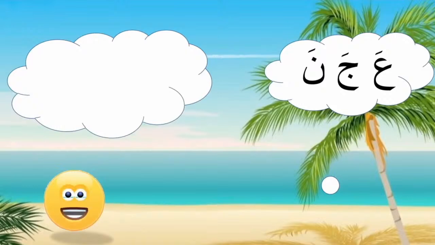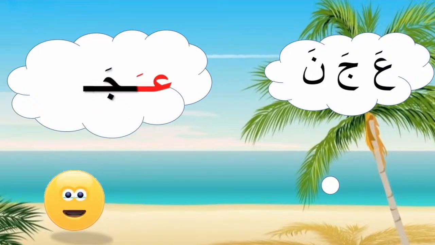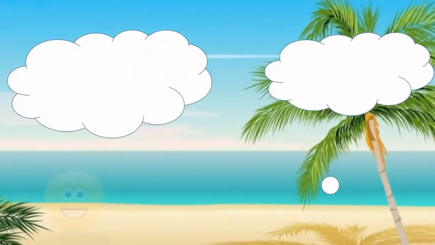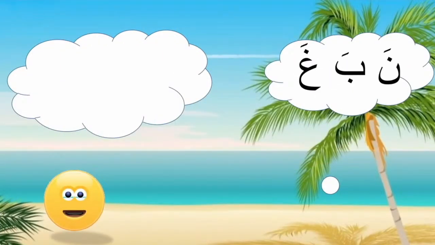We have a, ja, and na. So here we're going to have a, ja, and together it will be aja. Then na, ajana. Good.